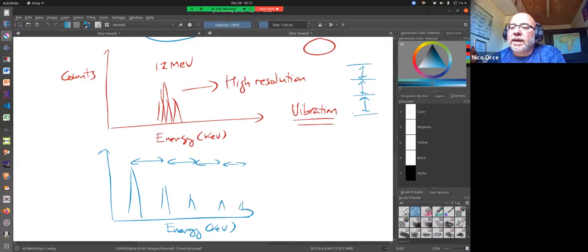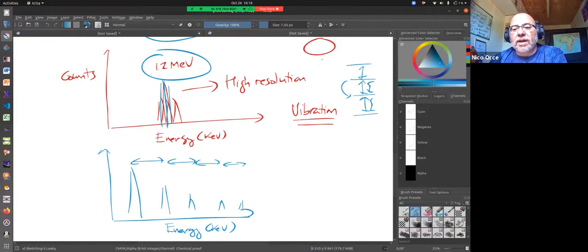So this will be twice the energy of this one, right? But the transitions will be absolutely coming at the same energy. This will be 1.2 MeV, this will be 1.2 MeV, 1 MeV, but you know, around that energy, but they all come around the same energy.